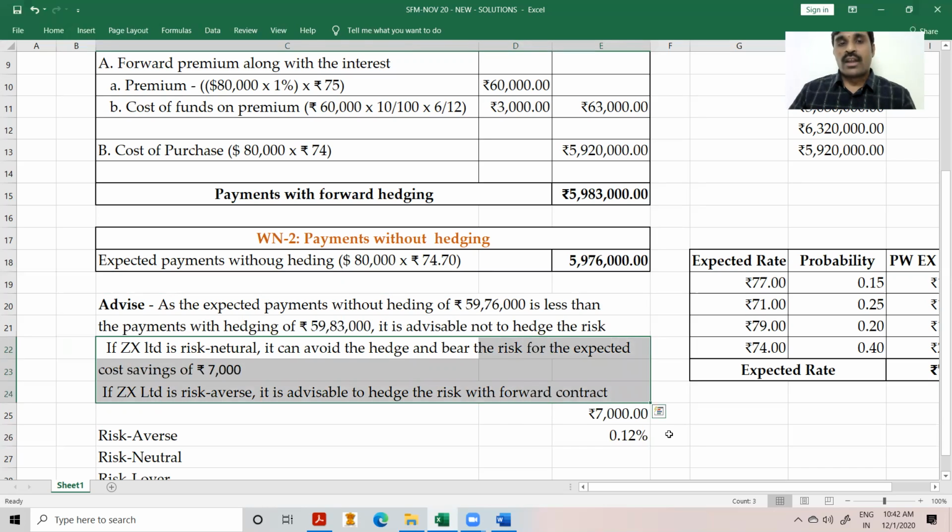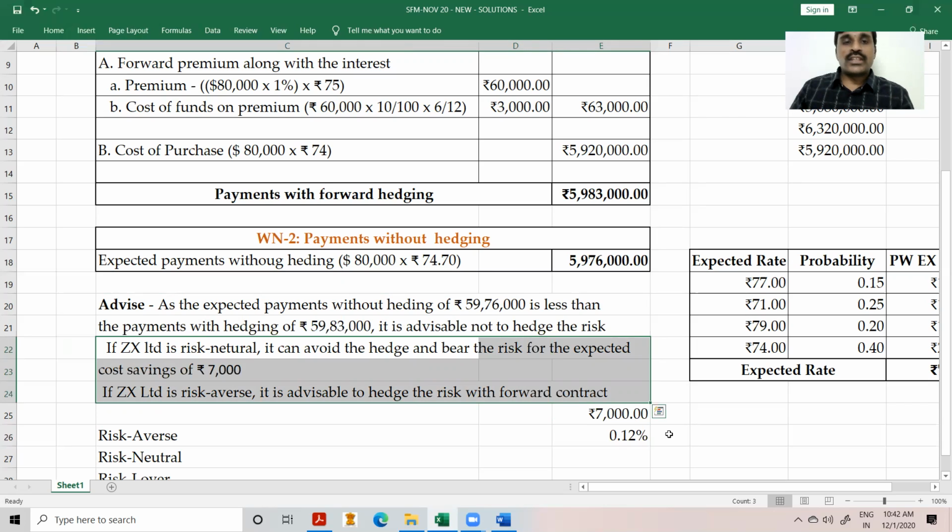If it is a risk neutral investor, they will take the risk, avoid the hedging, and take the risk for the profit. Risk neutral means: if I get the benefit, I'll take the risk; if I don't get a benefit, I don't want to take the risk. I am neutral. Neither do I love the risk, nor do I hate the risk.